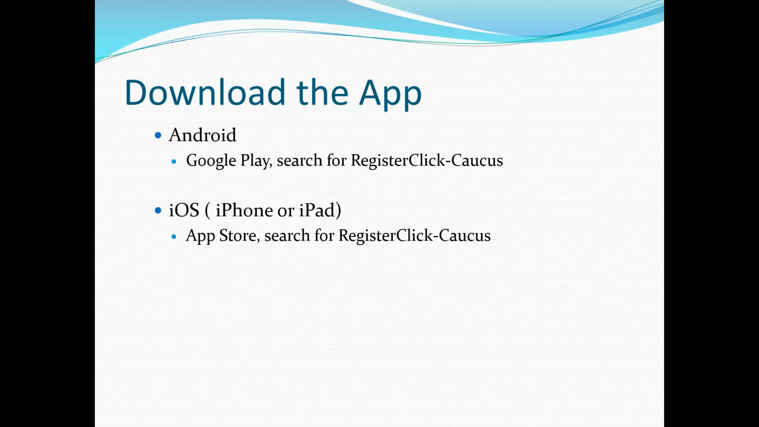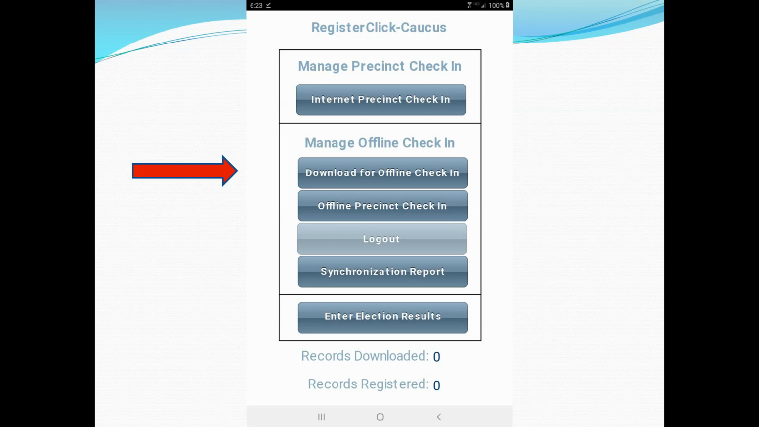So here's how you get the app. It's called RegisterClick Caucus. You can find it on Android or on iPhone just by searching in the store. So when you go to the screen, this is what you'll see. And the first thing you want to do is download for offline check-in.